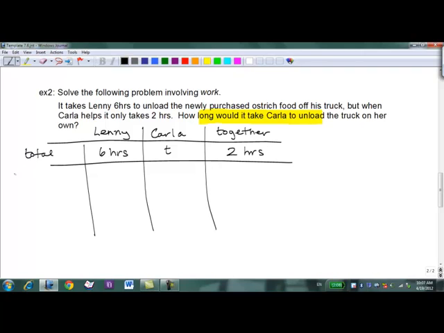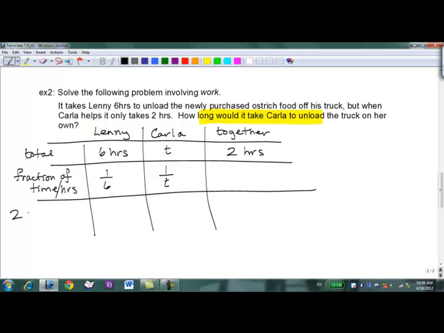So this is kind of a step where we talk about the fraction of time that they can do it in. We're talking about hours here, and we want to know what's the fraction of time per hour. So per hour, Lenny works 1/6. So every hour, he will work 1/6 of the work. Carla works 1/t. So how do we figure those out? It's really just the reciprocal. You put 1 divided by 6 or 1 divided by t.